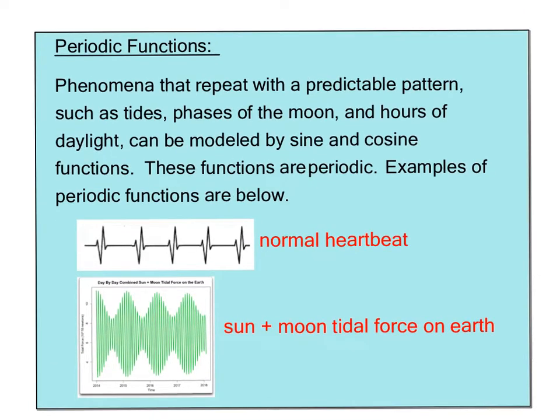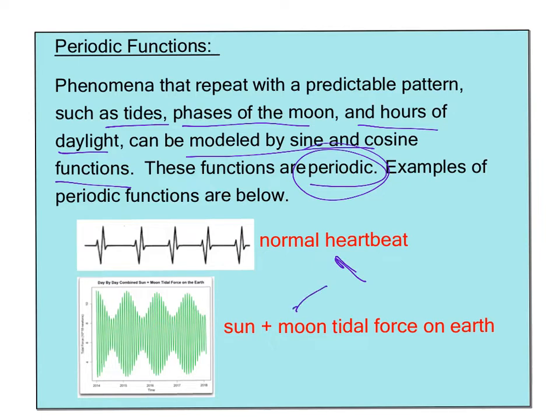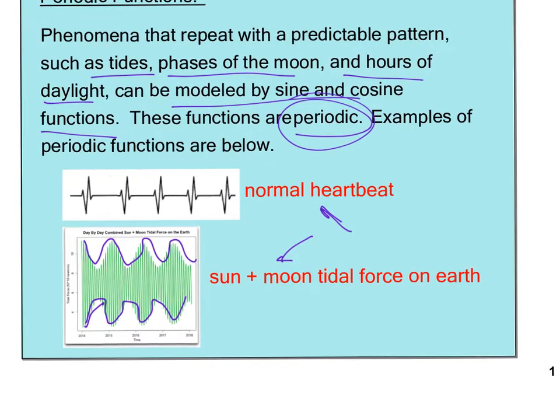Things that keep repeating can be modeled by sine and cosine functions. As we said at the very beginning of Unit 2, we called them periodic functions. These are two examples of a periodic function. You can see a normal heartbeat, and then you can see the sun and moon and how that impacts waves and wavelengths of the ocean down here. Those are called periodic functions. That means they repeat the same cycles, or roughly the same cycles, over and over again.